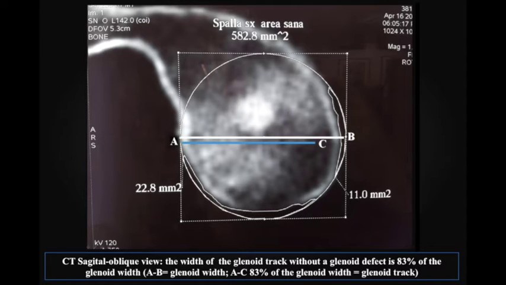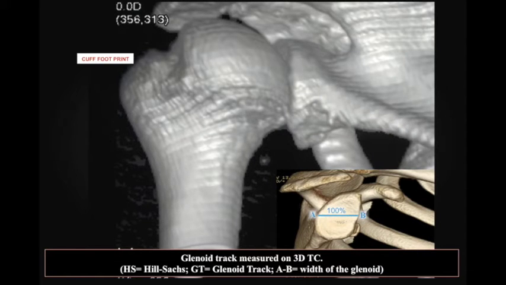It can be seen that in this image, AB is the diameter of the glenoid, and AC is 83% of AB and represents the glenoid tract. So we overlay the glenoid tract, which is 83% of AB, on a 3D reconstruction of the humeral head with rear view. We situate the glenoid tract immediately medial to the footprint of the cuff, and we make our assessment.